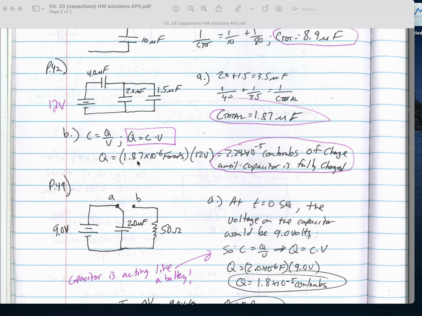This part B is asking for the total charge that would accumulate on this after the capacitor has been charged for a while. So we have, this is the total equivalent capacitance of the circuit. This is the voltage of the power source. So essentially we multiply those two together and get the total charge that will end up being on those plates. 2.24 times 10 to the negative 5th coulombs.